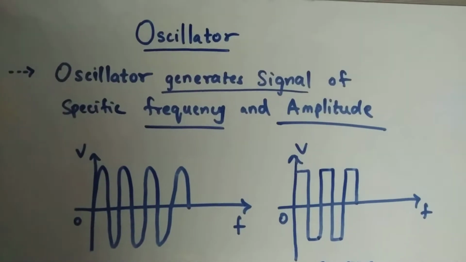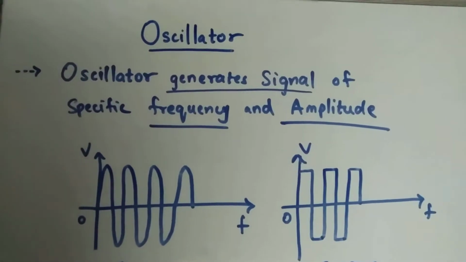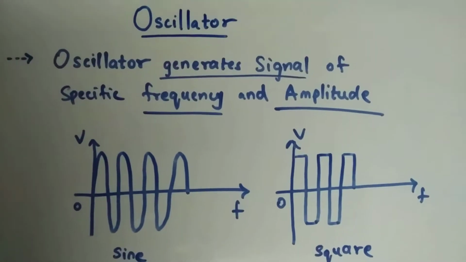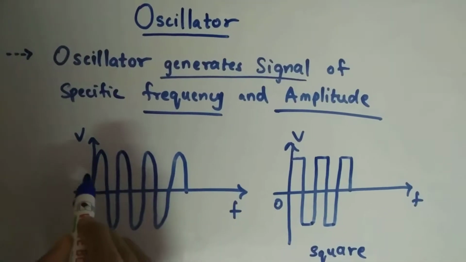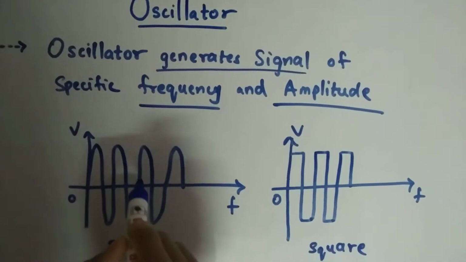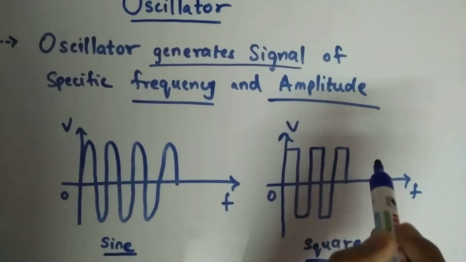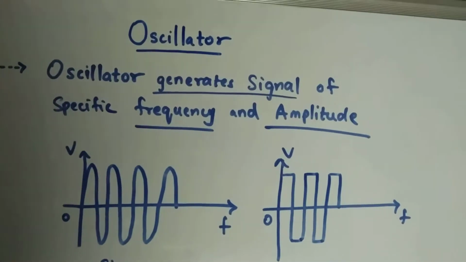In an oscillator, we do not have any input. Still, we get the AC output. So this is an AC waveform.